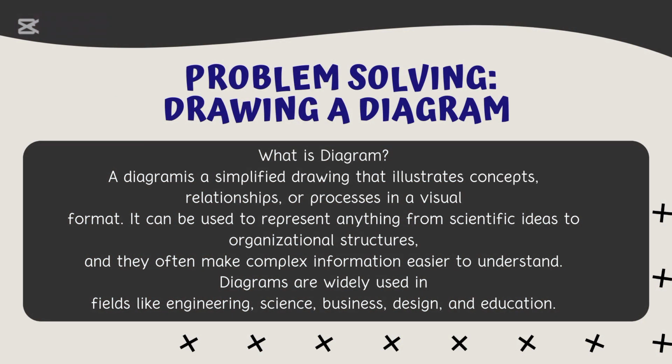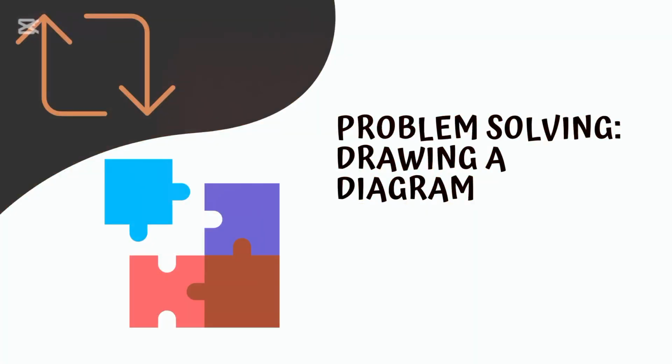A diagram is a simplified drawing that illustrates a concept, relationship, or process in a visual format. Diagrams are widely used in fields like engineering, science, business, design, and education. There are many types of diagrams, and each serves a unique purpose. I will show you some common types.